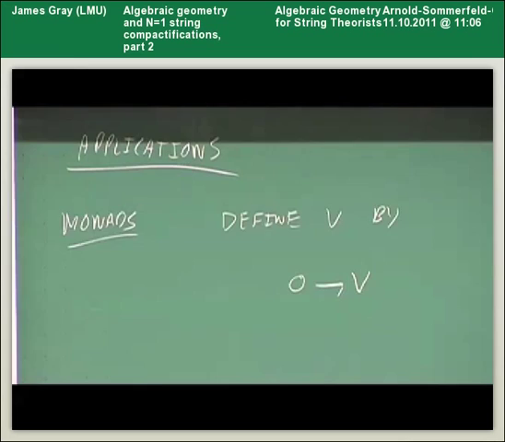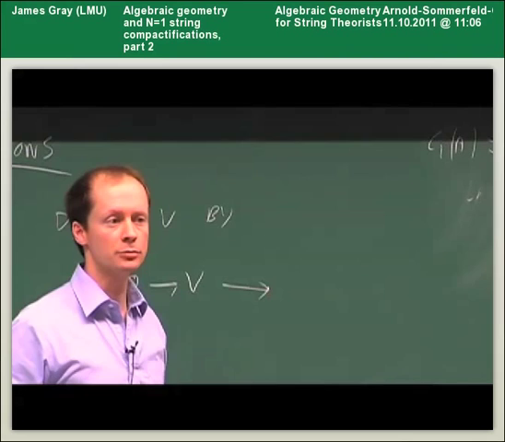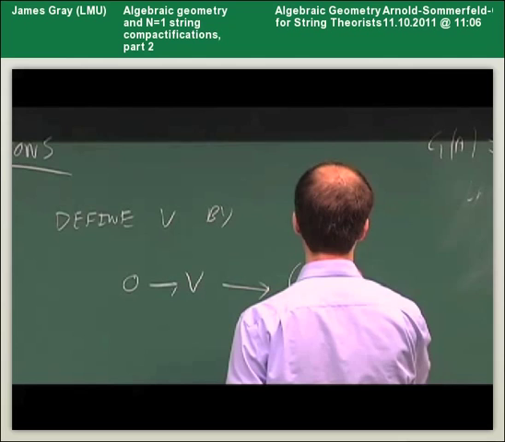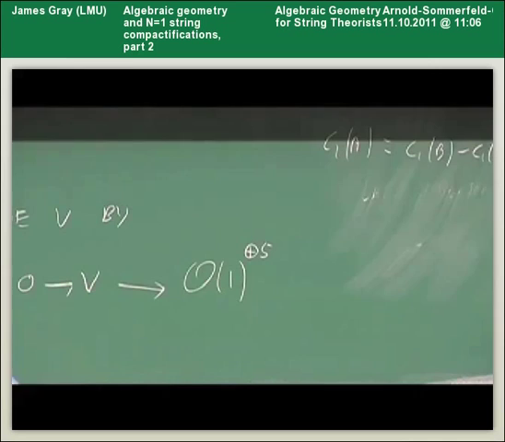It's my vector bundle that I want to define. I'm just going to give an example here. What am I going to put for the remaining two bundles in the sequence? Well, I want to build my vector bundle out of line bundles, so I'm just going to put line bundles. So let's have O1 to the 5. What I mean here is I don't want to write O1 plus O1 plus O1. I just mean 5 copies of the line bundle.